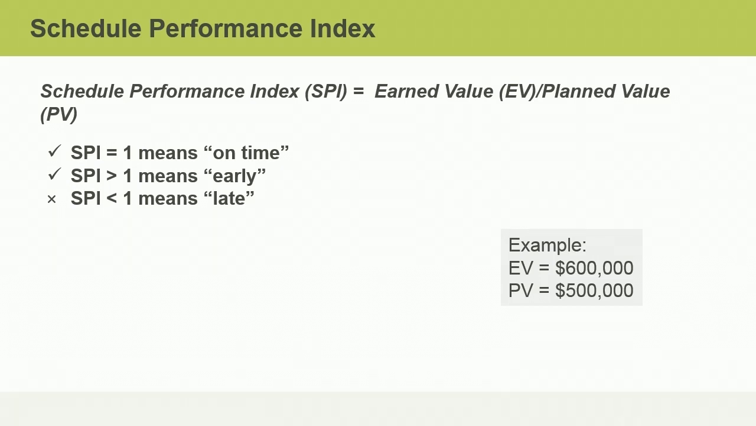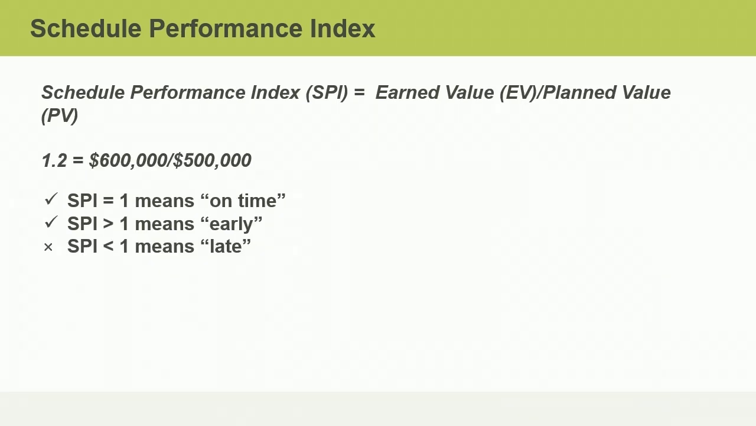An SPI greater than 1 means our project is ahead of schedule. An SPI of exactly 1 means our project is right on schedule, and an SPI of less than 1 means we are behind schedule. Let's try an example where the EV is $600,000 and the PV is $500,000. Can you determine the SPI? Feel free to pause the video at any time and resume when you're ready.